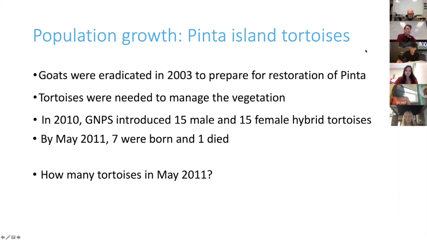So a little bit of background on Pinta Island. In 2003, goats were eradicated from the island, and goats were probably the most important herbivores on the island at that point. They were eating all the leaves and all the shrubs and the trees and everything like that. And there was an effort to recolonize the island with tortoises, bring back that tortoise population. But it had to be done using hybrid tortoises that were similar to, and when I say hybrid, I mean hybrids among other Galapagos Island tortoises, so that you get the morphology that's appropriate. And I'll show you what I mean there.